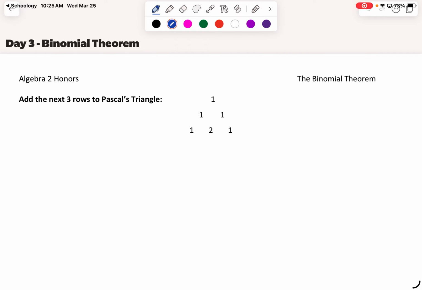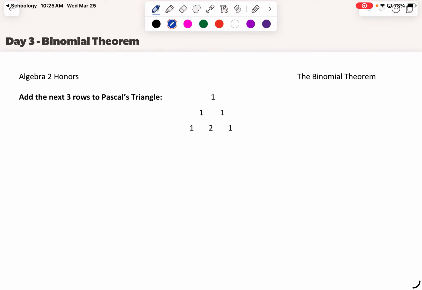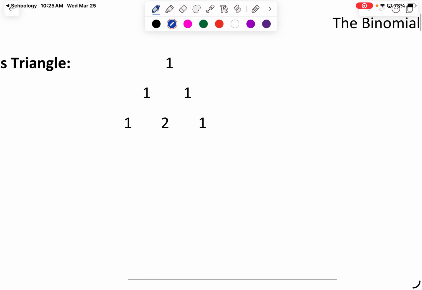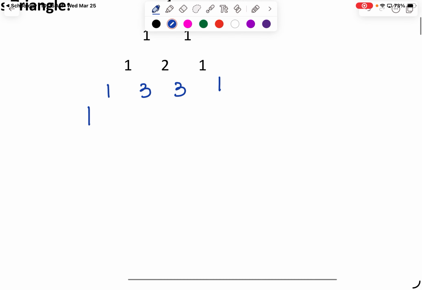All right, so this is the actual screencast on the binomial theorem. So we're going to start off by adding the next 3 rows of Pascal's triangle. So we already have the pattern of the 1, 1, 1, 1, 2, 1. So remember the outsides are 1, and then you add the 2 previous terms. So 1 plus 2 is 3, 2 plus 1 is 3, and then 1. Then we have 1, 1 plus 3 is 4, 3 plus 3 is 6, 3 plus 1 is 4, 1.